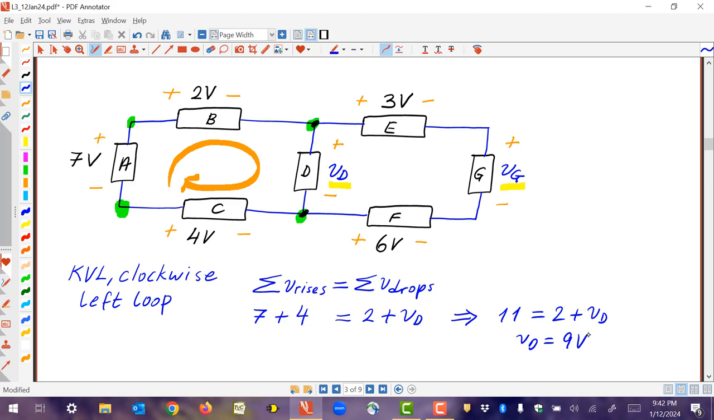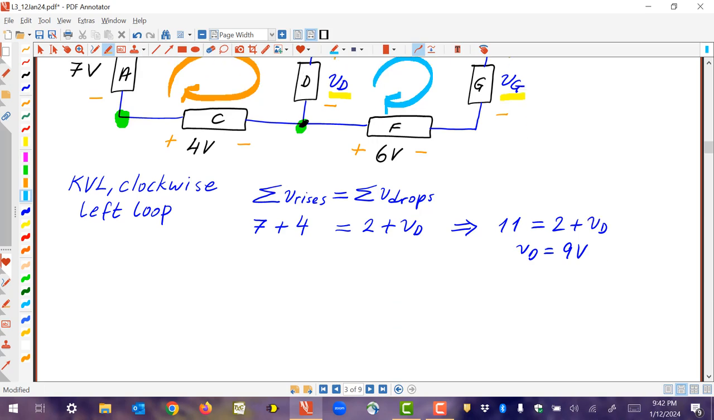Now we know V sub D. We're trying to determine V sub G, and now we have a choice. I could go around the right loop clockwise, because I know V sub D, and the E and F voltages are known, so V sub G is the only unknown. I could even do the outer loop if I want to. If I do the outer loop, I'll be going this way.